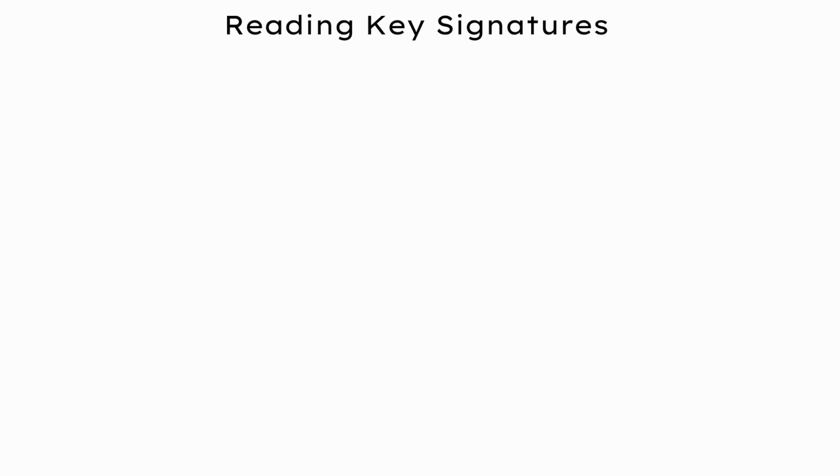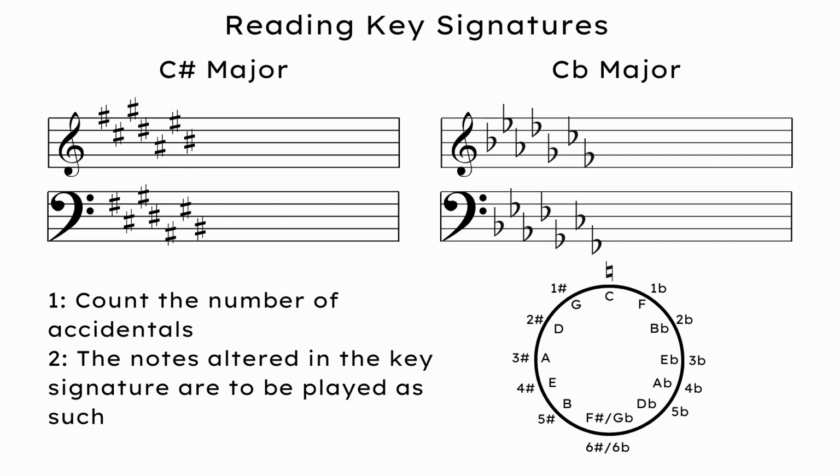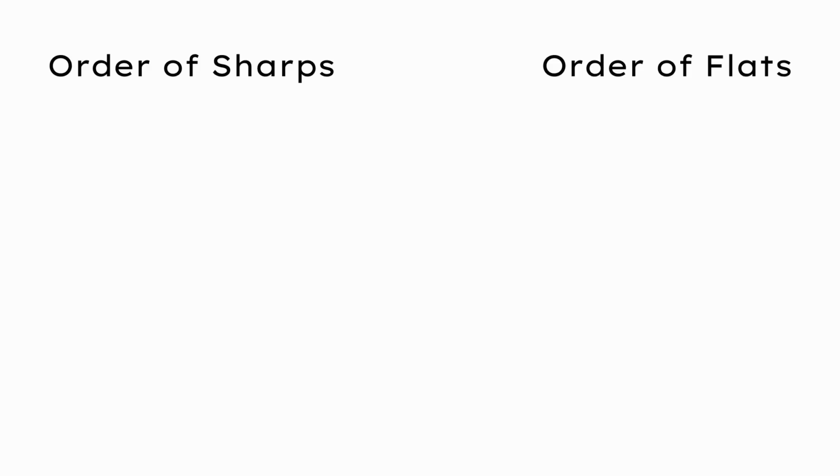There are 2 ways to read key signatures. You can either count the amount of sharps or flats in the key signature, or you can read the note names where the accidentals are placed. Key signatures follow a pattern known as the order of sharps or the order of flats. This is similar to the circle of fourths, as every natural note is present in the order.